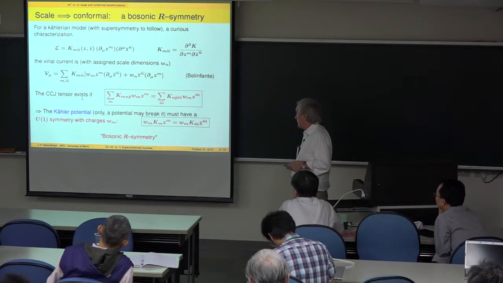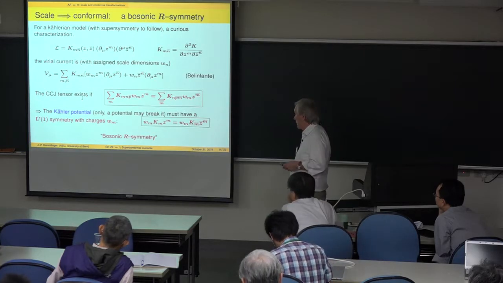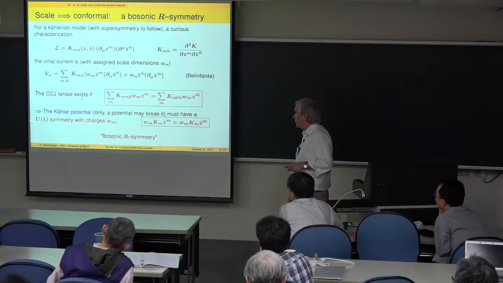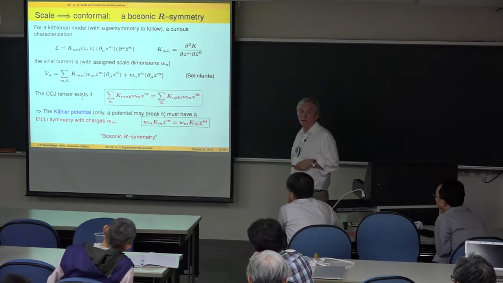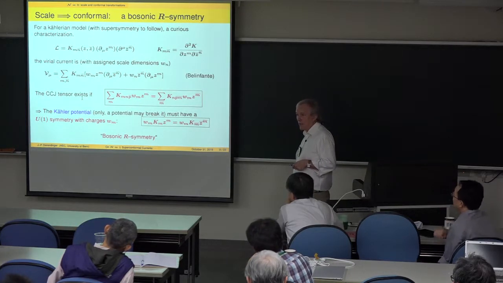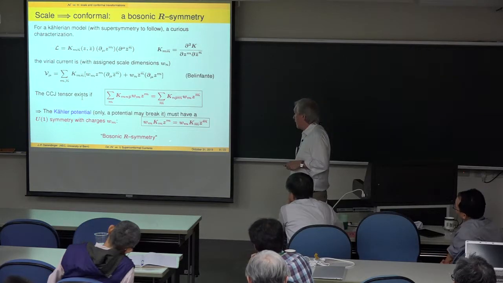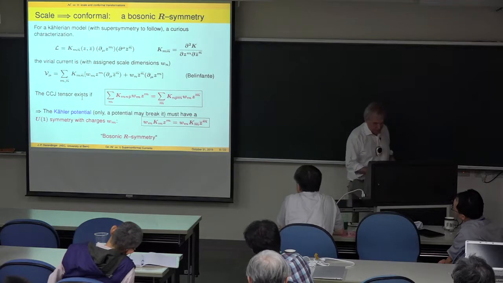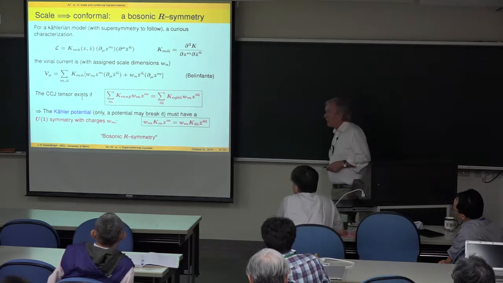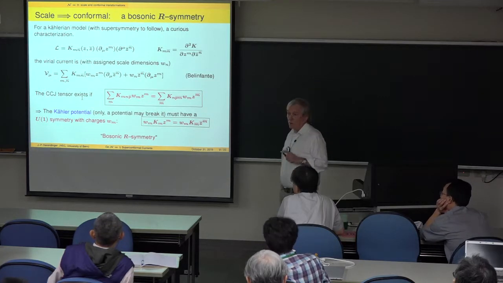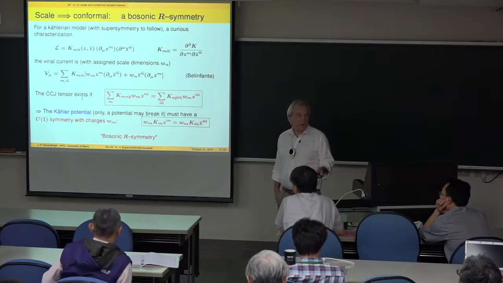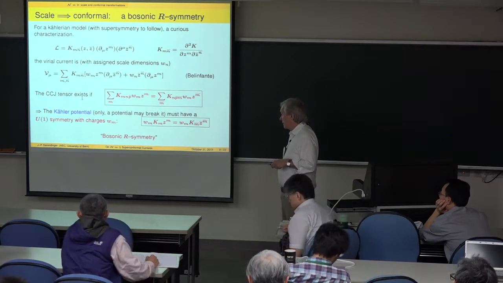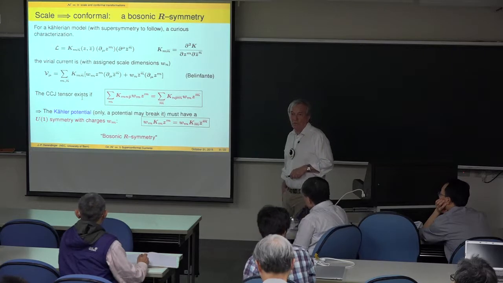So then you find that to solve your condition that V nu is pure gauge, the scalar potential must have a U1 symmetry with charges given by the assigned scale dimensions of your fields. So basically, you find at the bosonic level that your theory should have an R symmetry, that is a U1 symmetry of the scalar potential with charges given by the assigned scale dimensions of your fields. So this is a pretty curious result, that if you want to be conformal, if you want scaling invariance, the thing you need is just to have R symmetry before supersymmetry for n equals 0.